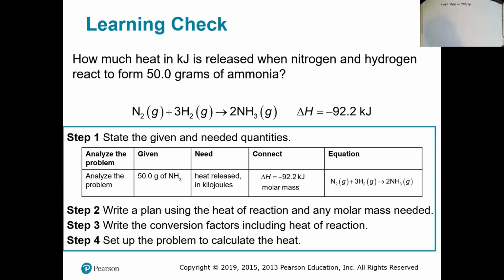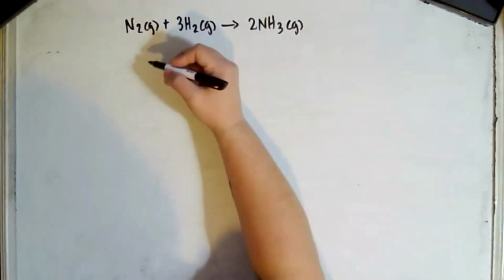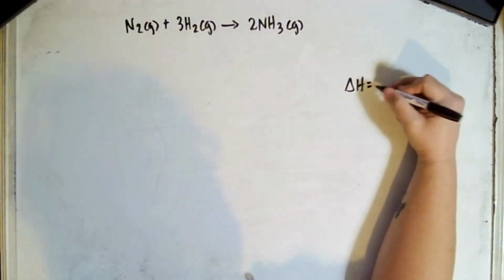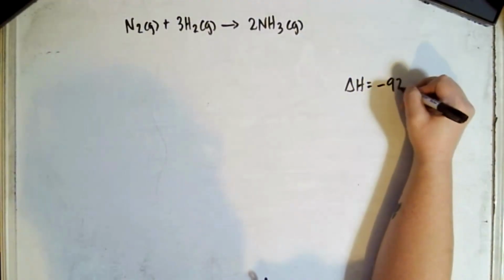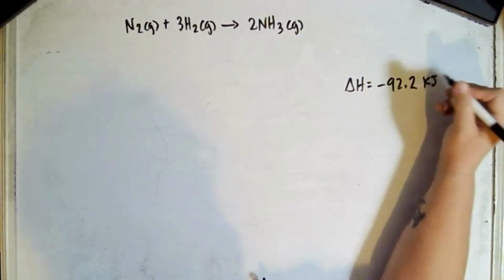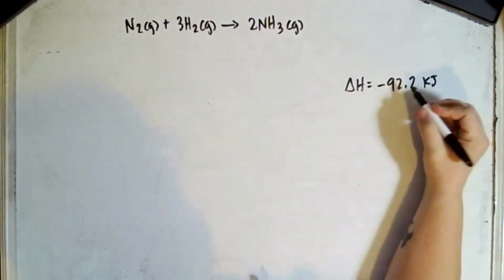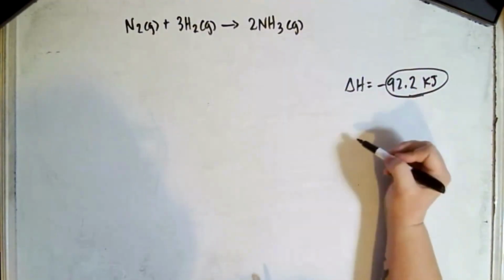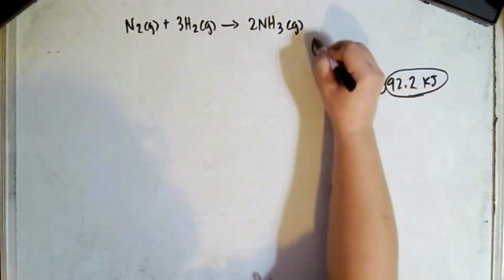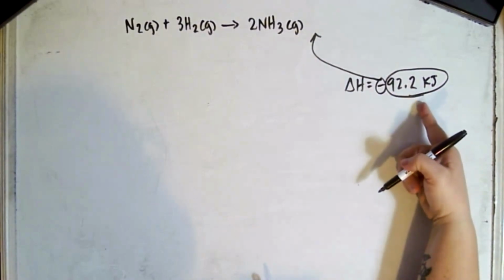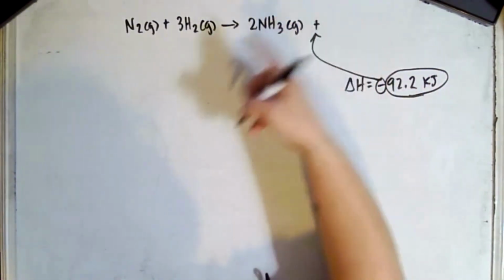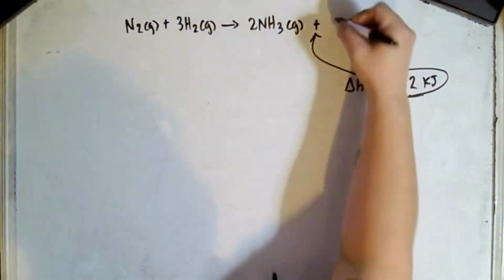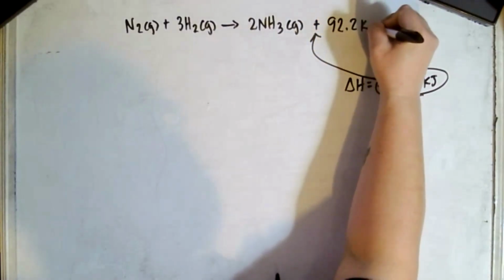When they tell us that the delta H value, I'm going to write it down here for a second because we're going to put it into the reaction. When they tell us that the delta H is negative 92.2 kilojoules, what that tells us is that this number, the 92.2 kilojoules, is going to be on the product side. So this negative sign gives us the position of our value. Okay. So when these two things react, we're going to produce 2 moles of NH3 as well as 92.2 kilojoules of heat.